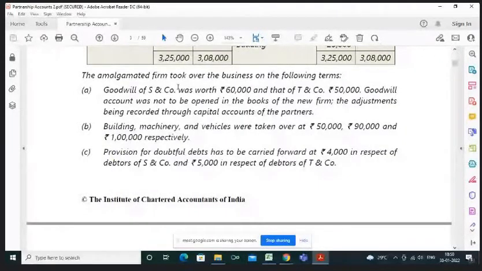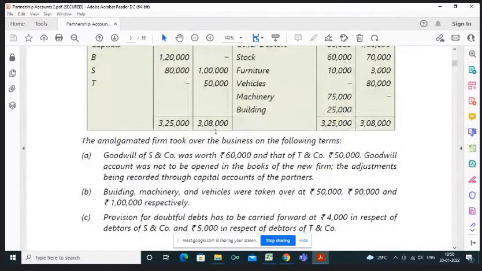Then due from T and Co. Even in the case of T and Co, S and Co also has 40,000 as a liability and T and Co has 30,000 as an asset. So we can net it off. And other debtors, S and Co 80,000, T and Co 1 lakh. Vehicles, T and Co only 80,000. Machinery, S and Co 75,000. And building, S and Co 25,000. So this is the balance sheet.